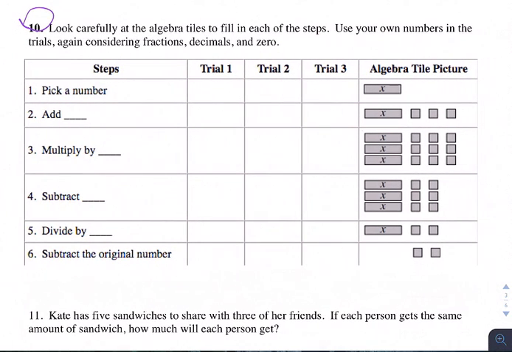All right, the next one that I want to look at is number 10. And it says, look carefully at the algebra tiles to fill in each of the steps. Use your own numbers in the trials, and then, again, consider fractions, decimals, and 0. So pick a number. Our algebra tile picture was x. Remember, we picked x because we could all pick a different number, and this magic trick will work no matter what.